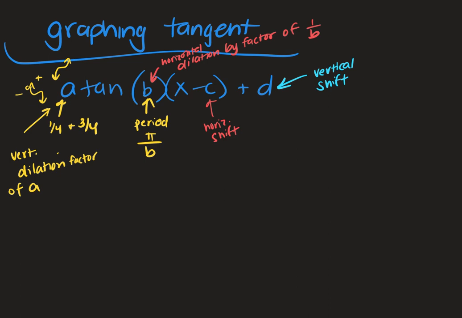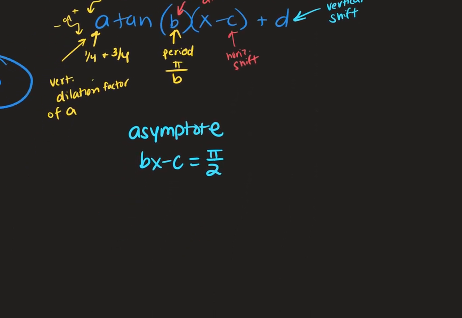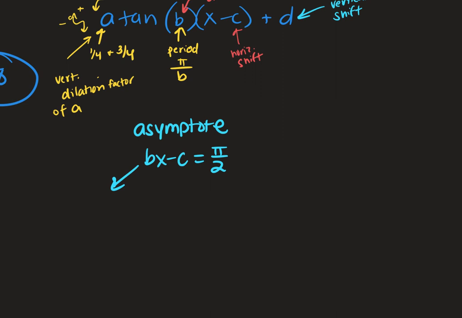It'll say to describe your transformations. You can describe all that, but then it's going to ask you to graph it. And to graph it, you need your asymptotes. So to find your asymptote, we set bx minus c equal to pi over 2. That gives you the middle asymptote. And then you subtract the period, and then you add the period. And that gives you 3 asymptotes.